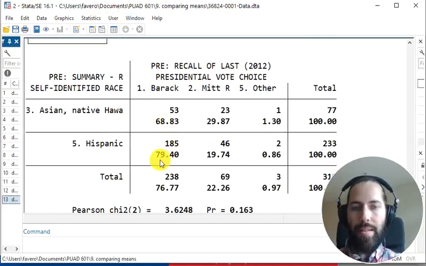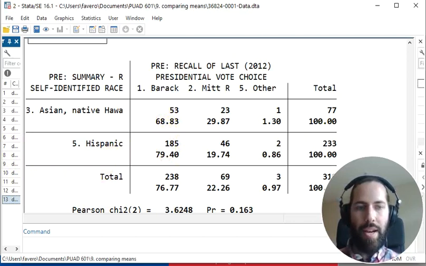And the reason this is not statistically significantly different is because you can see that these percentages, while they differ a little bit, are only about 10 points apart. So that's another example of how we can extend what we briefly learned about chi-squared tests. And that's it for this lecture.